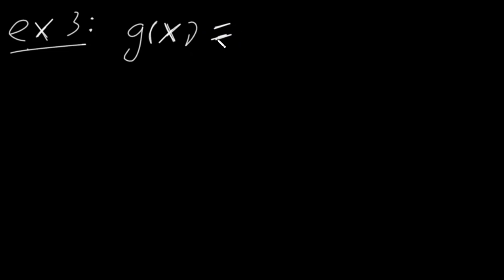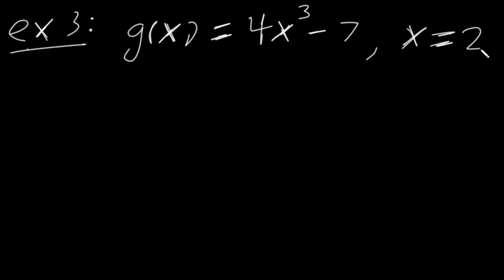Alright, example 3. Now this one will actually be a little bit easier, but there's one little twist that I want to include. Let's change it up. It doesn't always have to be f of x. Let's do g of x equals 4x cubed minus 7, where x equals 2. Let's choose a small number since it's cubed.